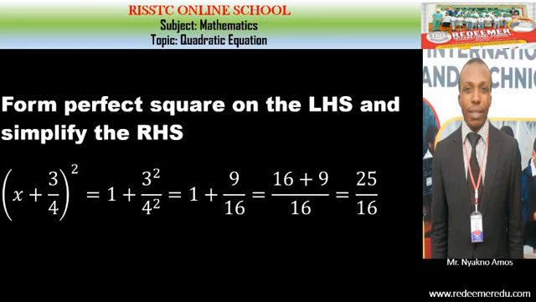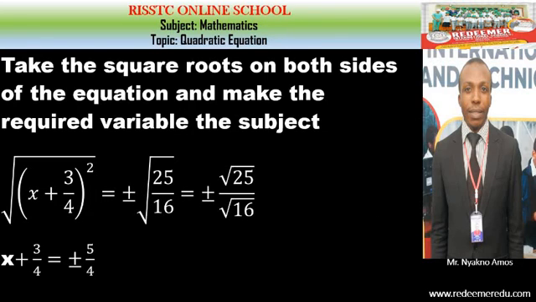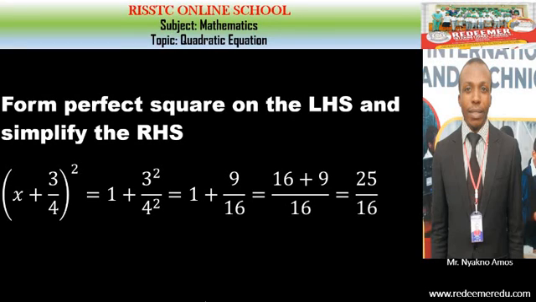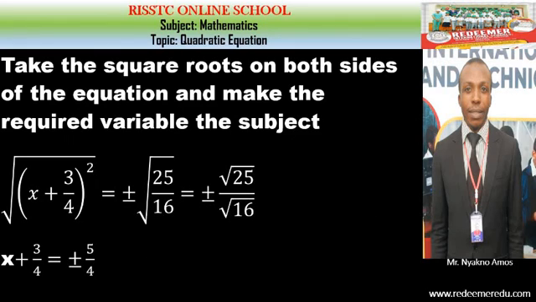Over to the next step. The next step is that we should take the square root on both sides of the equation and make the required variable the subject. When you take the square root of x plus 3 all over 4 all squared, the only effect it will have is that the square sign will disappear, and we are going to have x plus 3 all over 4, and it is equal to, on the right hand side of the equation, before you do anything, you add plus or minus the square root of 25 all over 16.